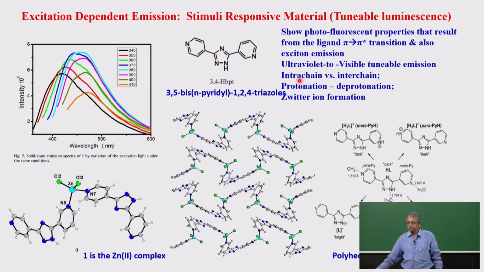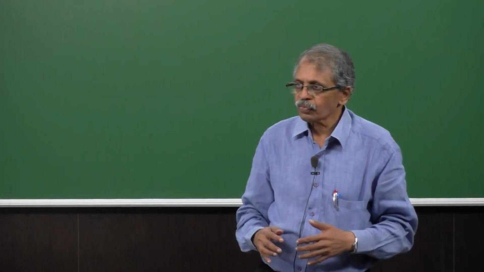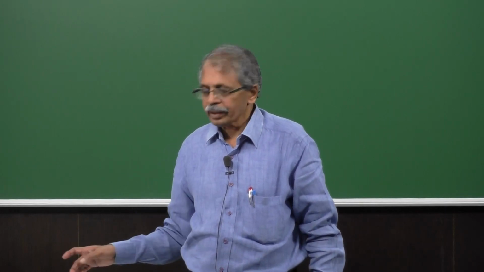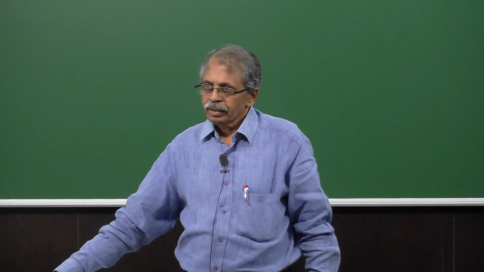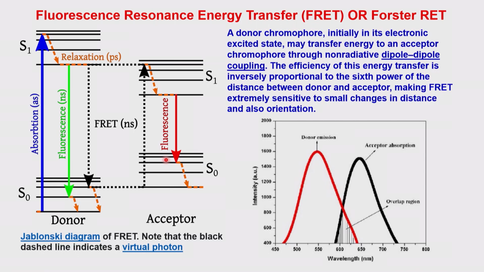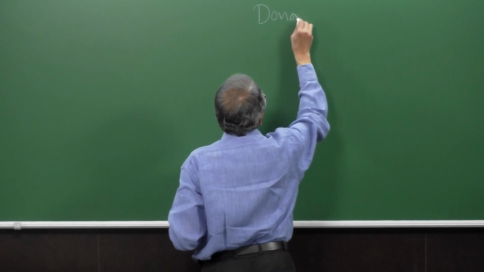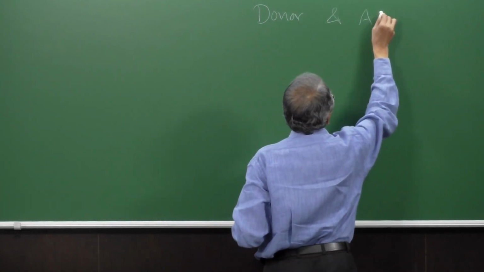Hope that is clear. Let's move to another process, which is referred to as fluorescence resonance energy transfer. This is also known in the literature as Förster resonance energy transfer. Both are one and the same, and let us look at the basic principle. In this case, you consider your system as having a donor and an acceptor.